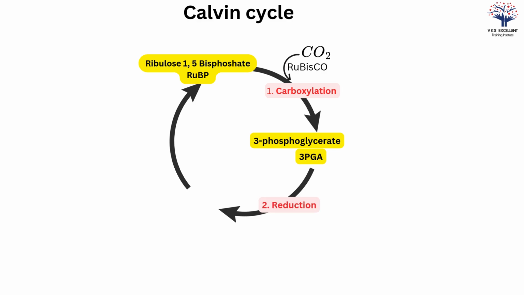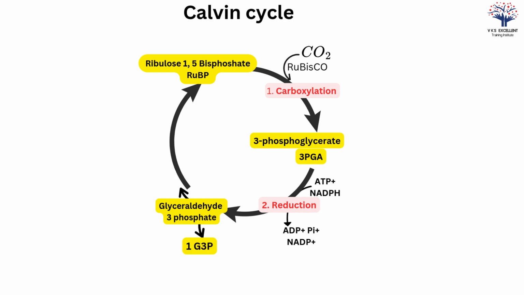Next is the reduction phase. This process uses ATP for phosphorylation and NADPH for reduction, transforming 3-phosphoglycerate into glyceraldehyde 3-phosphate, G3P. Each cycle uses 1 G3P for glucose synthesis, meaning 1 glucose molecule is formed after 6 carbon dioxide molecules are fixed across 6 cycles. The third or the last step is the regeneration of RUBP. 5 G3P molecules regenerate RUBP, allowing the cycle to continue. 3 molecules of ATP are used up in this process.